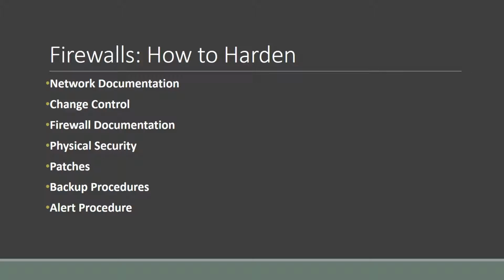Sixth, backup procedures. Ensure that backup procedures exist for the firewall configuration and the log files. The firewall should be backed up to ensure quick recovery from data loss. And finally, alert procedure. If alerts are enabled, then there should exist a documented procedure for handling the alert.